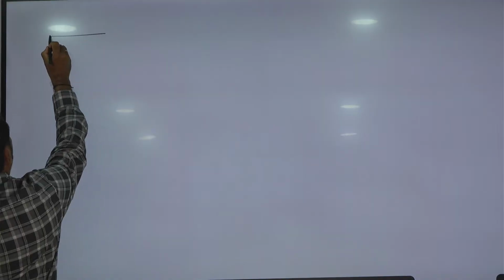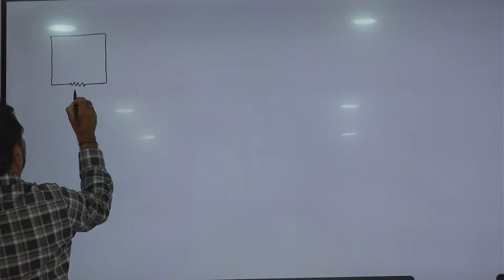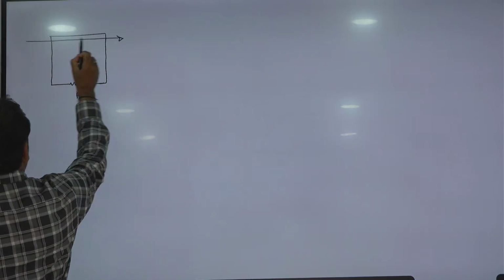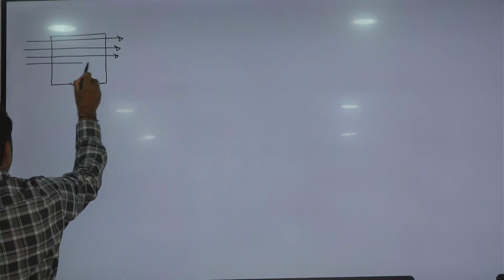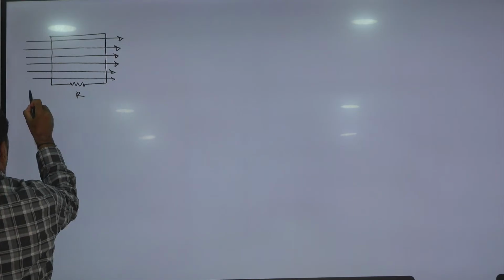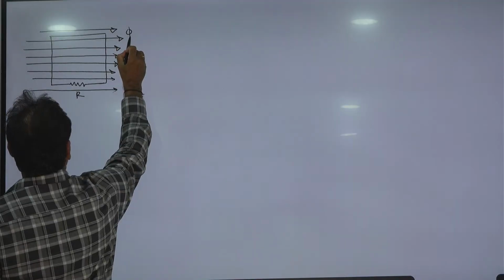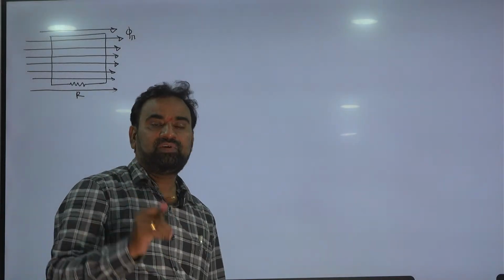Suppose, consider a coil. This is a coil, which has the resistance R. Across this, the flux changes like this. So the magnetic flux changes across this coil. This is phi of B. Okay. When the magnetic flux changes across this, what happens?